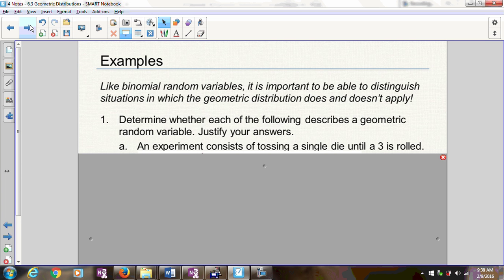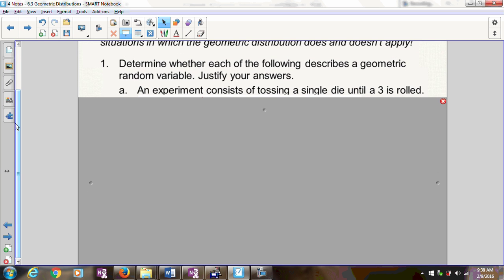Okay. So if we look at the first one, it says an experiment consists of tossing a single die until a 3 is rolled. So again, with a die, a success in this case would be a 3. A failure would be anything else but a 3. The probability of success, since there's 6 sides, would be 1/6. We can assume when we toss a die that our trials are independent.